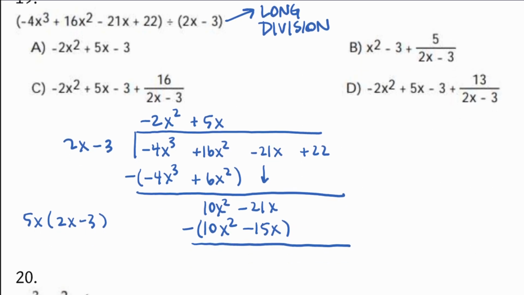Really going to be enough room? That's alright. I'd have to just move this up over some of the answer choices. And if I'm taking 10 minus 10, that's no x squared. Negative 21 plus 15 would be negative 6x, and I'll drop down the 22.